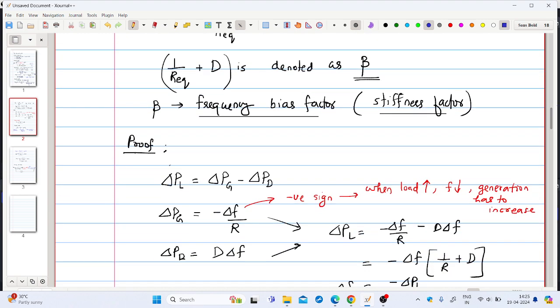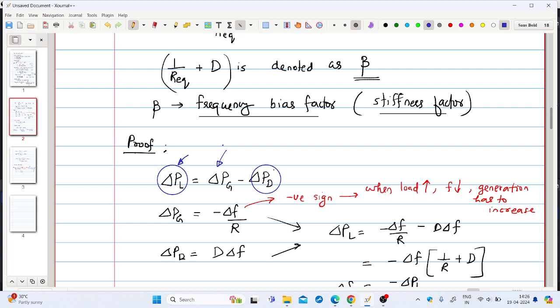Then how to derive this? Suppose we have a net change in load power by delta PL. Then, in order to meet this load change, generation will change by an amount delta PG. But when your load changes by delta PL, your frequency will also change. So when frequency changes, frequency dependent loads will change. So that changes delta PD.